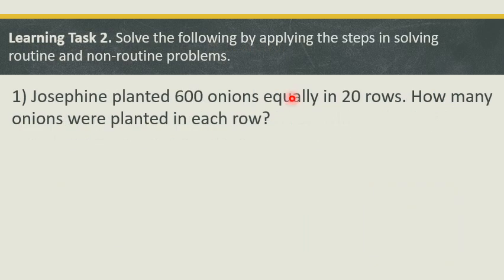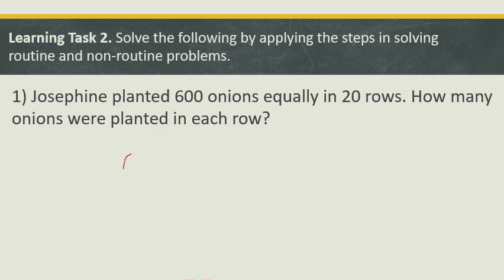So, for the learning task 2, we will solve the following by applying the steps in solving routine and non-routine problems. So, number 1, Josephine planted 600 onions equally in 20 rows. How many onions were planted in each row? Pwede natin siya. Ano ba ang hinahanap diyan? Kung ilang onions ang itatanim sa bawat row. Ngayon, ilan po ba ang onions natin? We have 600. Ilang row meron tayo? 20. Kada isang row, ilan po ba siya? Ang tinatanong in each row, pag may clue na each, ibig sabihin niyan, siya po ay division.